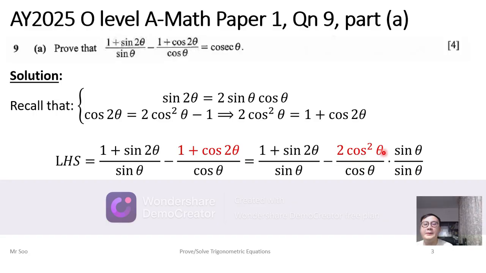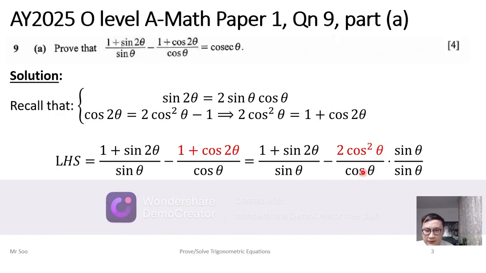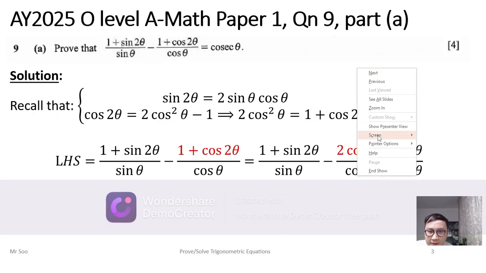Then what do you do? Make common denominator, which is what you may initially have thought of, but the make common denominator part will come in the second step, after you have used some form of trigonometric identity to manipulate the expression. In this case, I only need to use the double angle identity for cosine to manipulate 1 plus cosine 2 theta into 2 cosine squared theta. Then after that, I multiply sine theta over sine theta to this part here. Then you see magic.